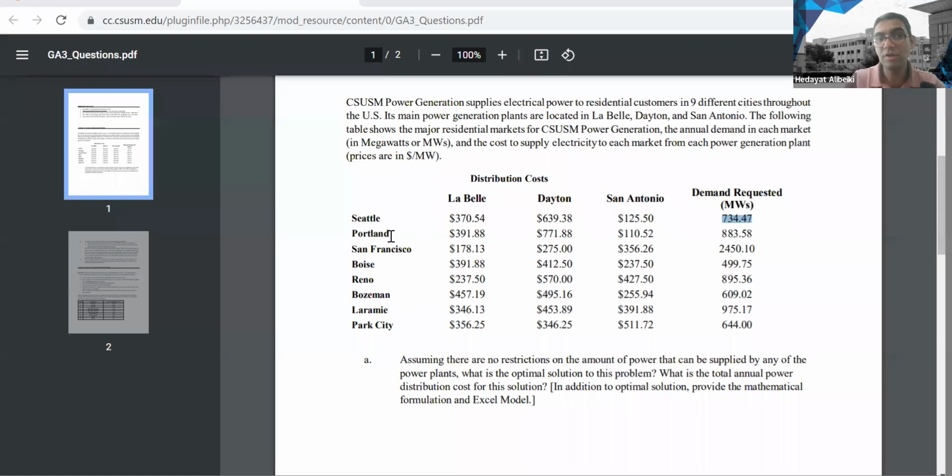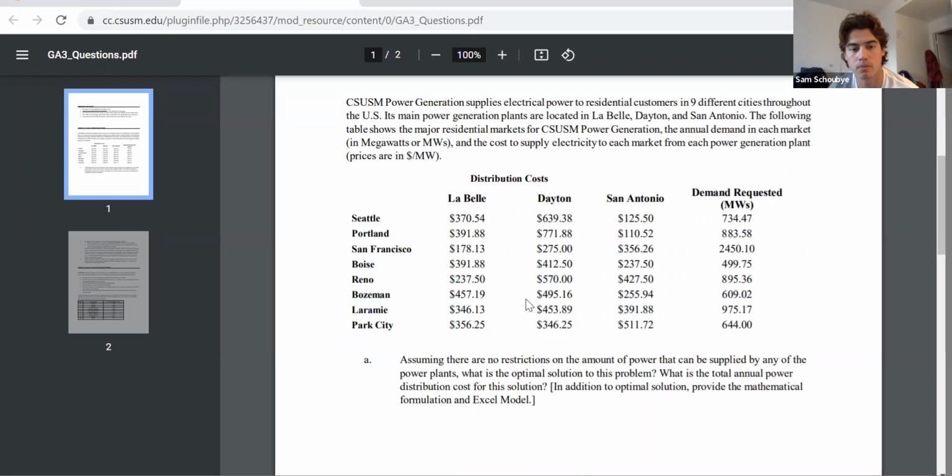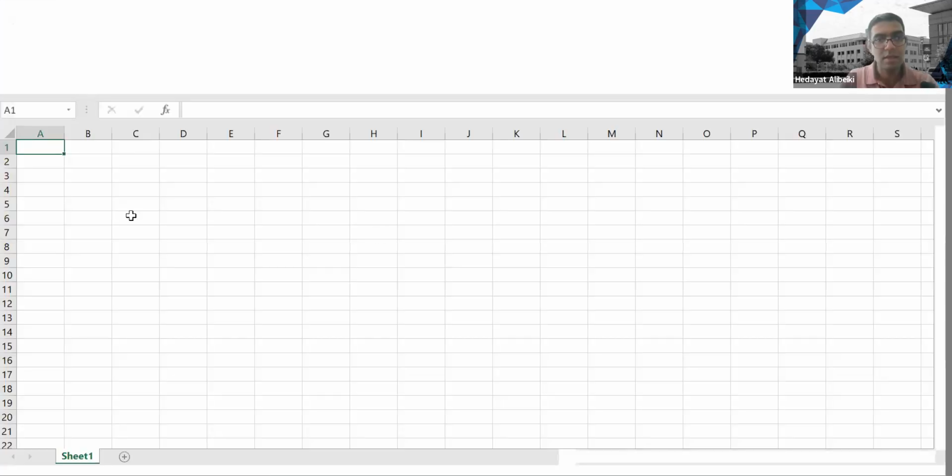3 decisions for this one, 3 decisions for Portland, same decisions. How much to be supplied to Portland from LaBelle? How much from Dayton? How much from San Antonio? How much power to be shipped to San Francisco from LaBelle? How much from Dayton? How much from San Antonio? So on and so forth. How many decisions do we have to make? 24. 24, 3 by 8, exactly. 24 decisions to be made.